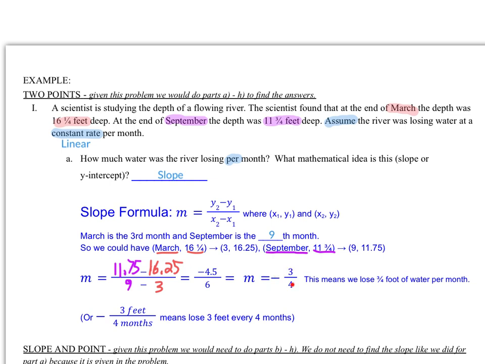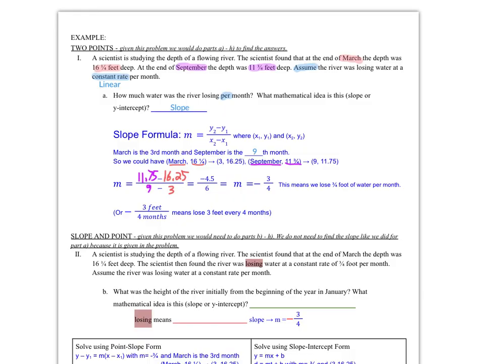Instead of thinking of 3/4 of a foot per month, you could also think of it as you're losing 3 feet every 4 months. Remember, it's a change in y. Y here is feet over the change in x. X is months. So the fraction 3/4 really means losing 3 feet every 4 months. So in scenario 1, where I was given 2 points, I had to find the slope using the 2 given points they gave me.